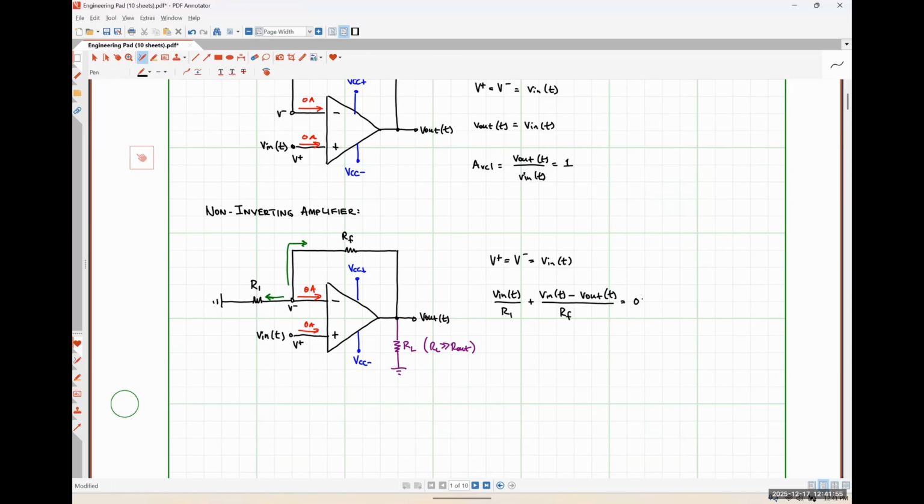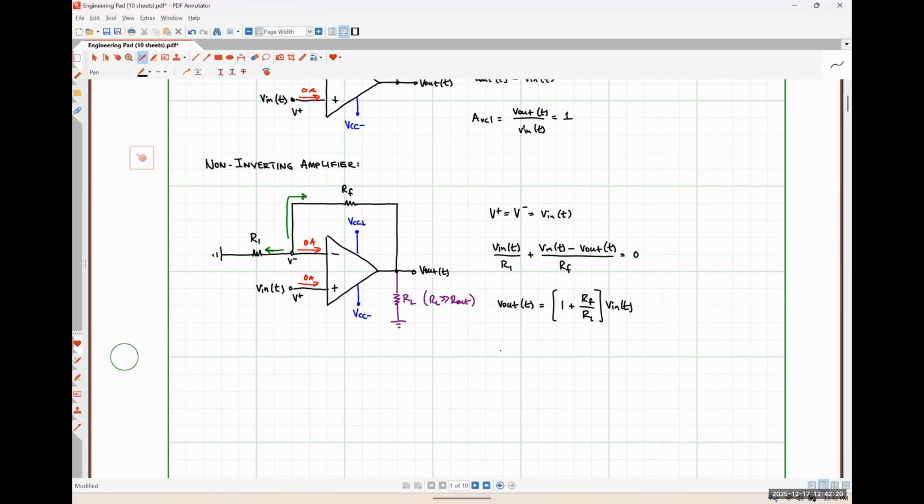With just a little bit of manipulation, which I'm not going to bother going through the algebra here because you can practically do it in your head, what you'll find is that our output voltage for this particular configuration will be equal to a resistance ratio, 1 plus Rf over R1, times our input voltage Vin of t. And from this, we can easily see that our closed loop voltage gain, AVCL, just the ratio of V out to Vin, will be 1 plus Rf over R1.